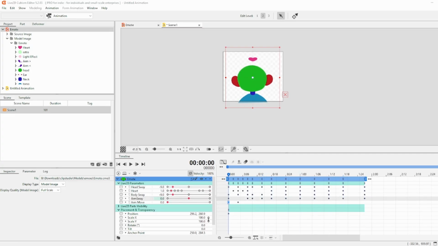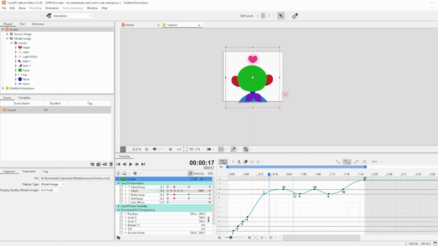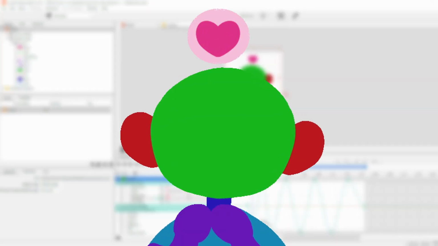However, there is one problem with the Live2D version of this emote, and that is I couldn't get the aura to look good.